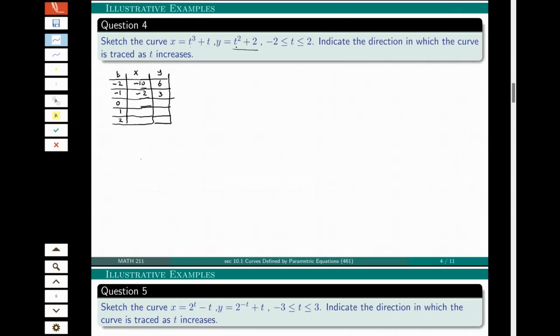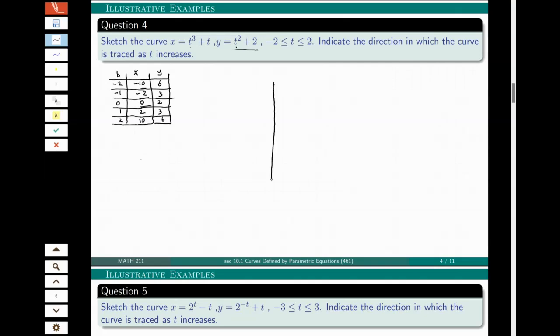Now, if we substitute 0 for x, I'll get 0, and for y, I'll get 0. And if I substitute 1, for x I'll get 2, and for y, if I substitute 1, I'll get 2. And if I substitute 2, I get 8 plus 2, which is 10. And for y, if I substitute 2, 4 plus 2, which is 6.